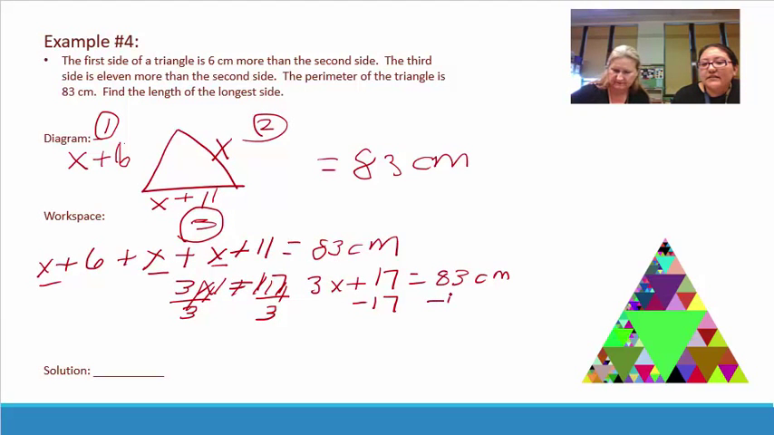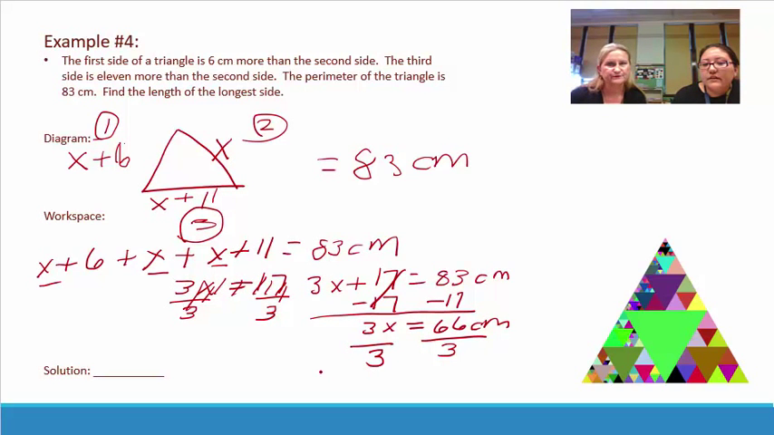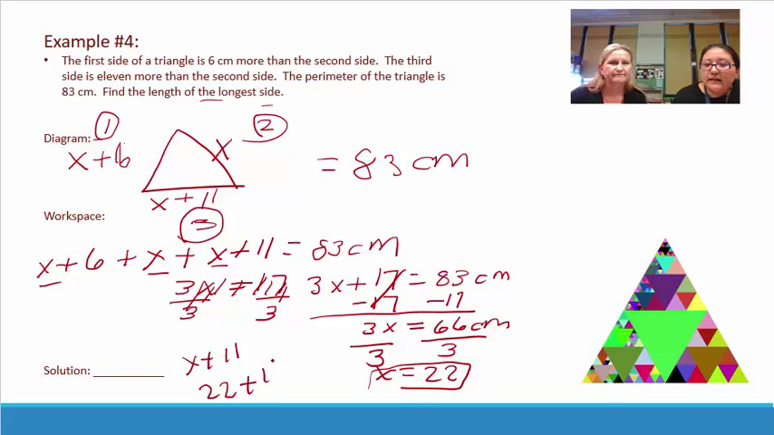Now we subtract 17 from both sides. Cancel 17, bring 3x down. 83 minus 17 would be 66. Divided by 3, that should be x equals 22. So now it's asking us to find the length of the longest side. So my longest side here is x plus 11, so that would be 22 plus 11, which would be 33.